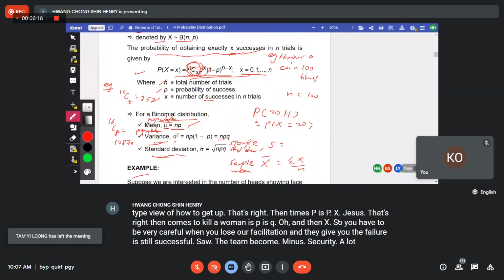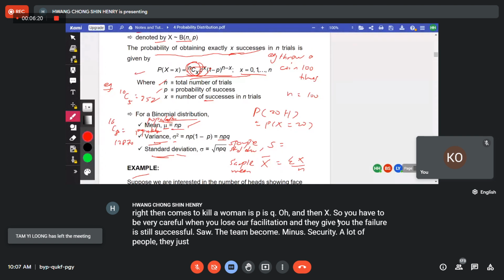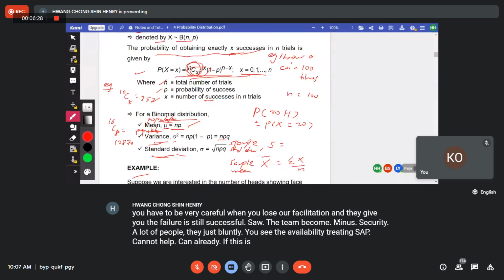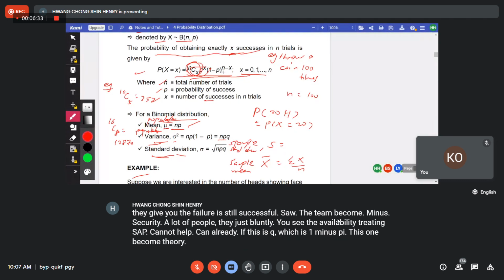A lot of people just bluntly treat the failure also as P. Cannot really. If this is Q, which is 1 minus P, this one becomes P already. Or if you interchange it, let's say Q is 0.8, we know P is 0.2, right?